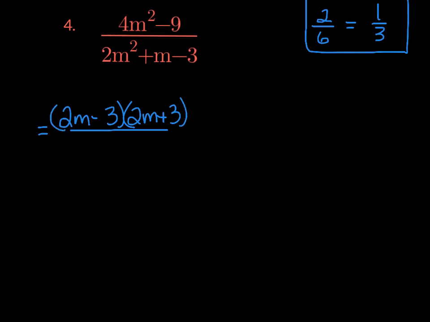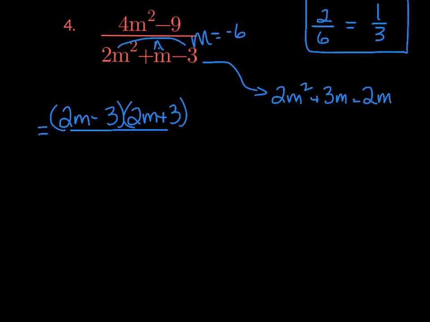Now, this denominator is a little bit trickier, so I see that I'm going to have to do rainbow here. So I want to figure out what multiplies to negative 6 and will add to a positive 1. Okay? So that's going to give me 2m squared plus 3m minus 2m. So make that look like a minus. And then minus 3. And then let's group.